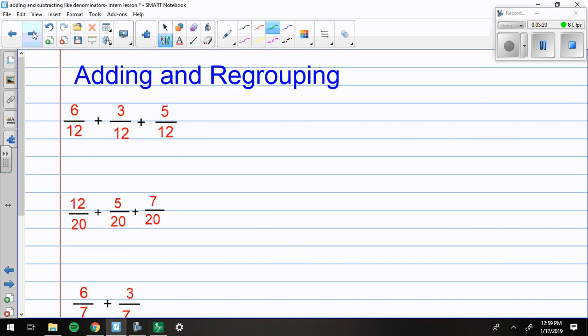But now, here's where things might start to get tricky. Because sometimes we have to regroup. And it's not like regrouping in subtraction. It's a little bit different than that. Let me show you what I mean. So if I have an addition problem, 6/12 plus 3/12 plus 5/12. 6/12 plus 3/12 equals 9/12 plus 5/12. And that would be 14/12.